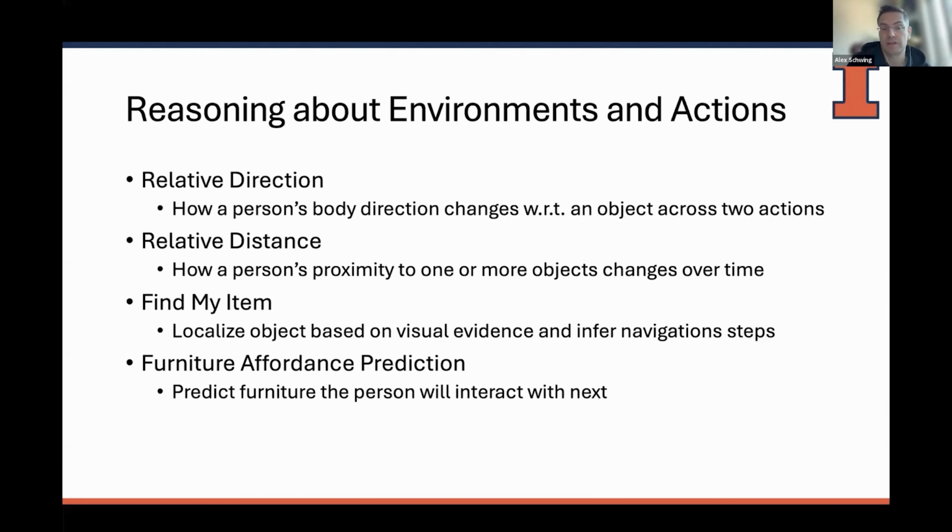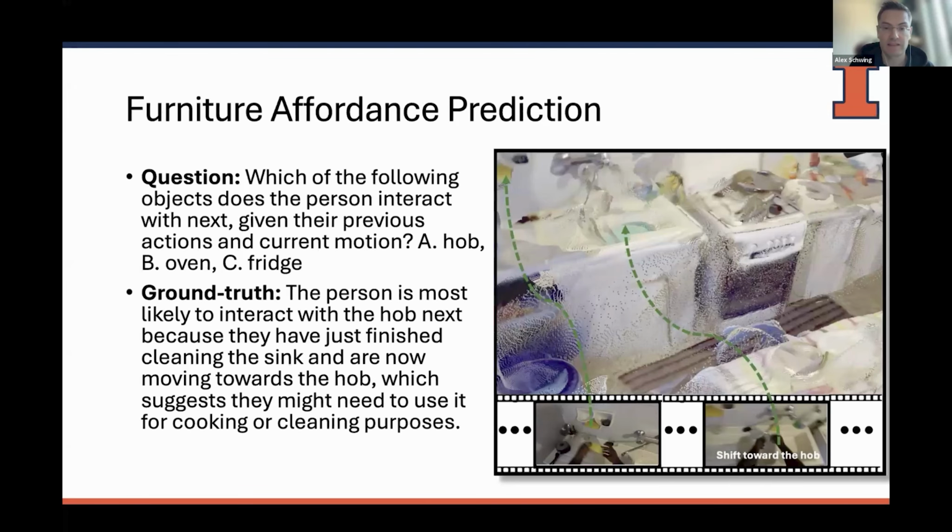Yet another task I mentioned before, furniture affordance prediction. Goal is to predict the furniture the person will interact with next. An example is which of the following objects does the person interact with next given their previous actions and current motion? So you essentially have to observe what did the person do beforehand and what is it about to do next within the scene, where is it moving towards?